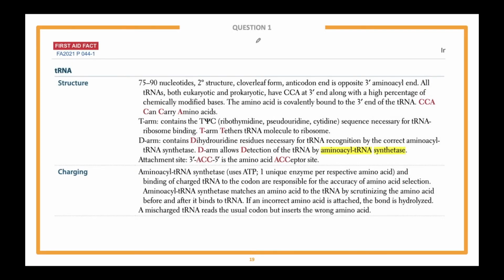And you can see there at the bottom, in the highlighted, that the D arm allows detection of the tRNA by amino acyl tRNA synthetase. Okay, so we know that's fine. They did say that the tRNA doesn't exist in the charged form. Okay, and this is where that synthetase and the binding of the charged tRNA to the codon comes into place. And that synthetase matches an amino acid to the tRNA, okay? So let's take a look at the next slide.